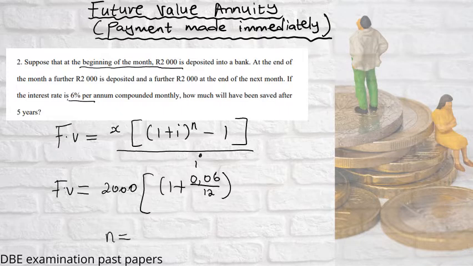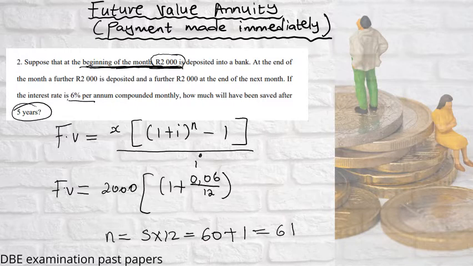Very important. That's where I want us to focus, because most students make a mistake with N, right? Now look, how much time is the person paying for? 5 years, right? Because it's compounded monthly, it's going to be 5 times 12, which gives you 60 payments, right? Because in 5 years we have 60 months. But then very important, there is another extra payment that was made at the beginning of the month. There's another 2,000. It means we're going to add that one payment to give you 61 payments.